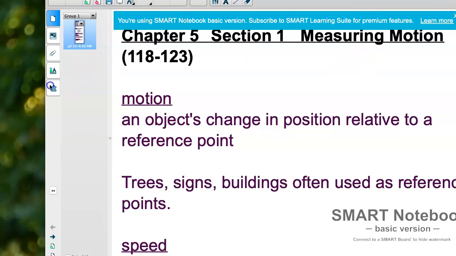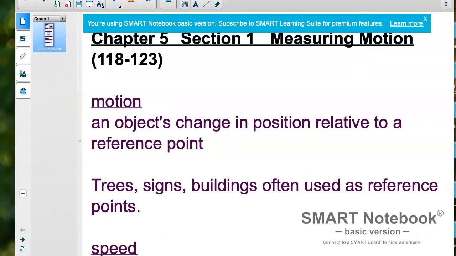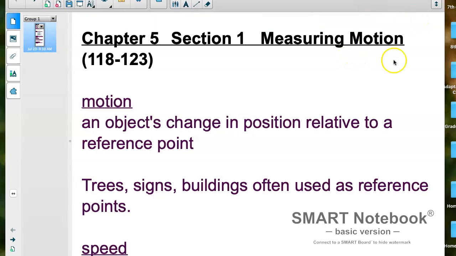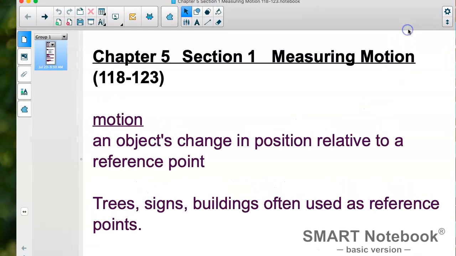Okay, so we are going to be going over the section that you read about and took notes on, measuring motion. We're going to be doing some practice with speed and acceleration calculations and a lab. So it's going to be important that you understand this. And we're also going to be doing, hopefully, our first lab report related to this.